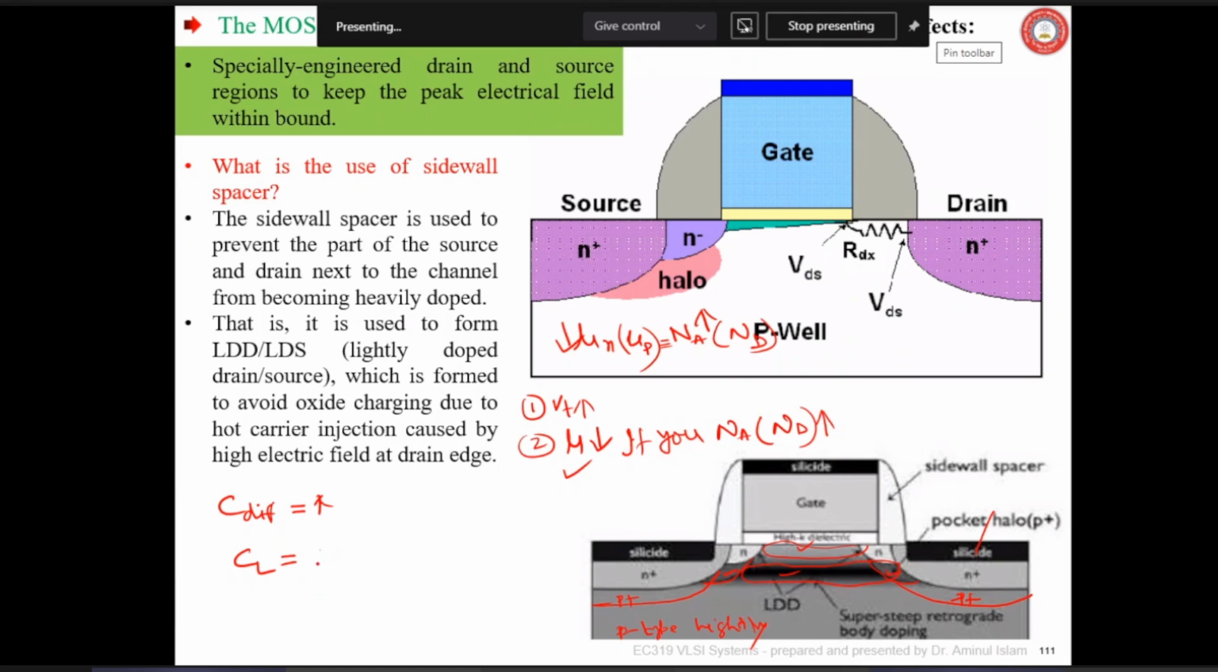See, you are now matured enough to answer these questions. What are the three components of Cl? We have discussed that also. Sir, CB, CD, and CS. I am talking about interconnect capacitance, yes, and drain diffusion capacitance. So if drain diffusion capacitance increases, what will happen to Cl?